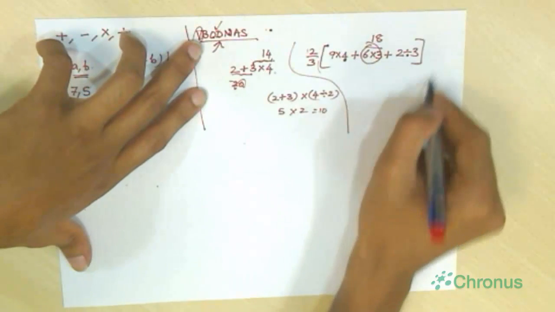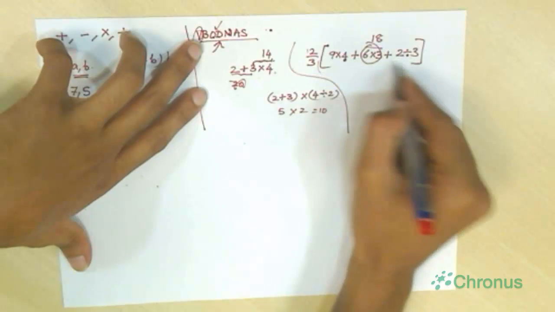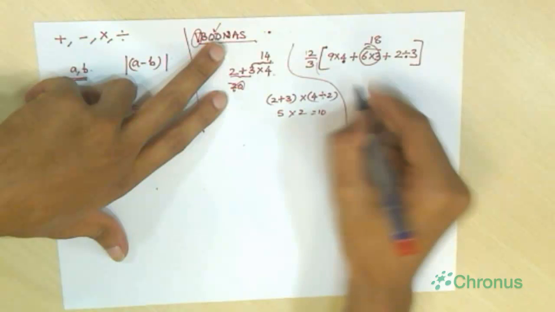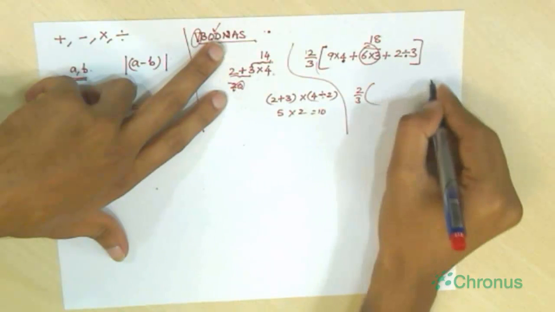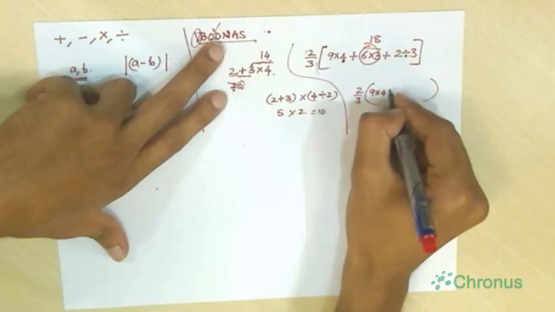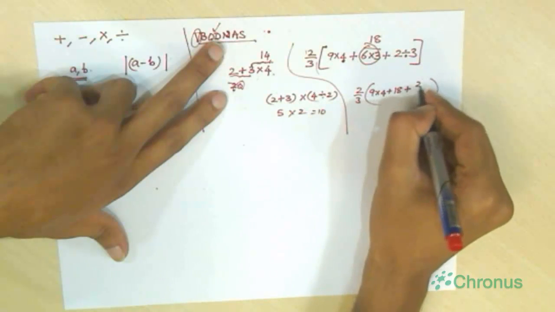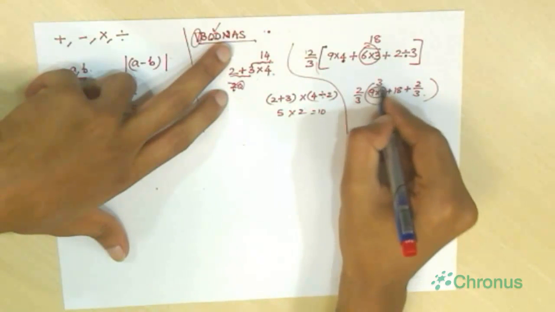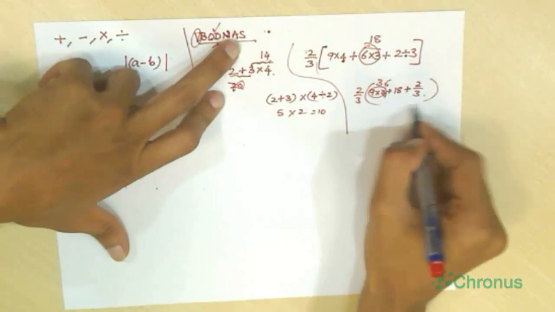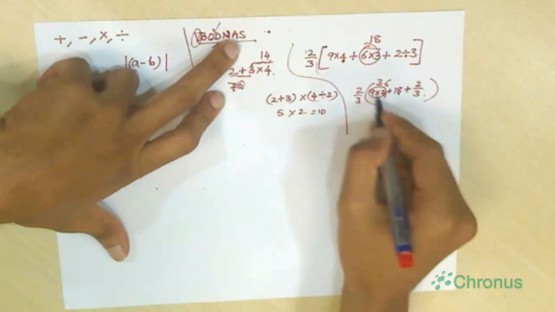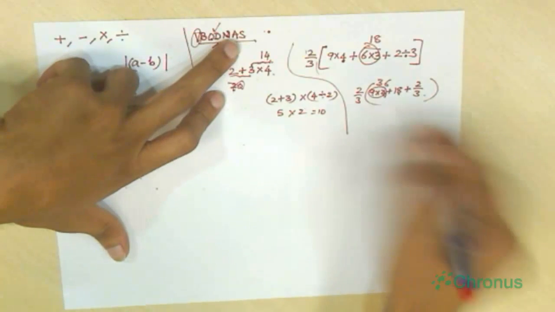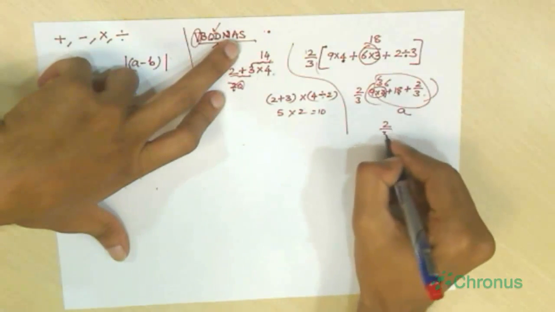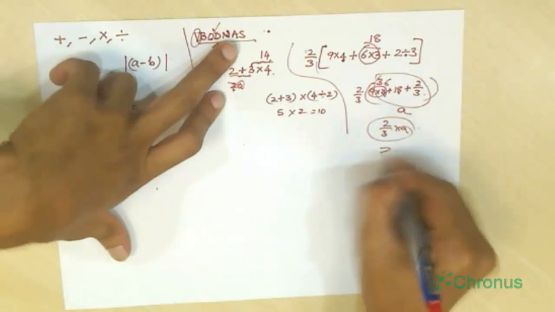2 by 3 of 9 into 4 plus 18 plus 2 divided by 3. And then after the of, we have division. So 2 by 3 of 9 is 6. After division we have multiplication, so we do this, 36. After multiplication we have addition, so 36 plus 18 plus 2 by 3. Whatever, let's say we get a number 8. So the final answer will be nothing but 2 by 3 into 8. That's all.